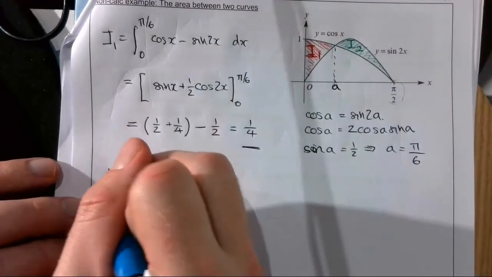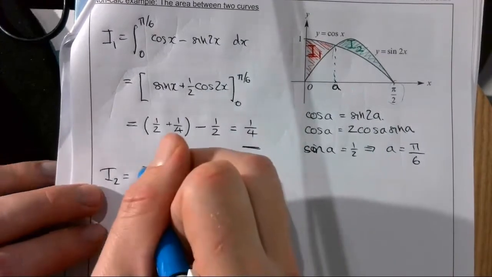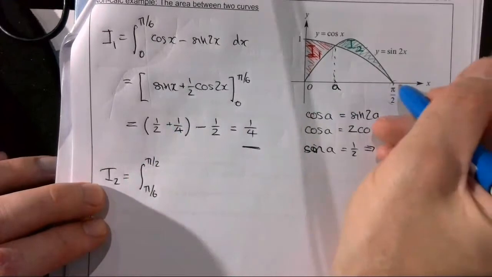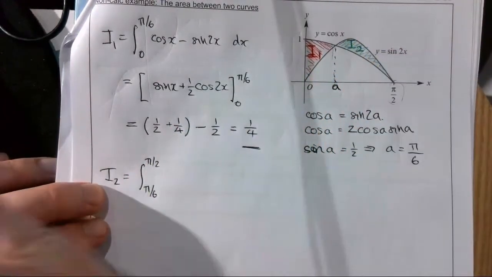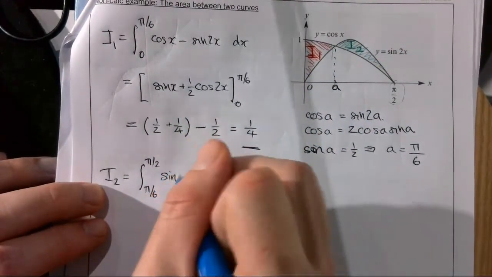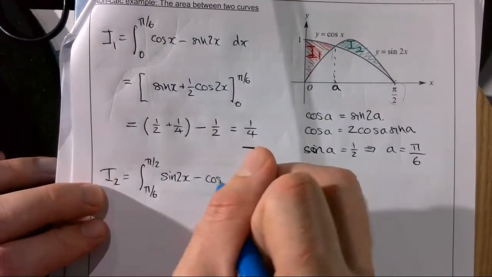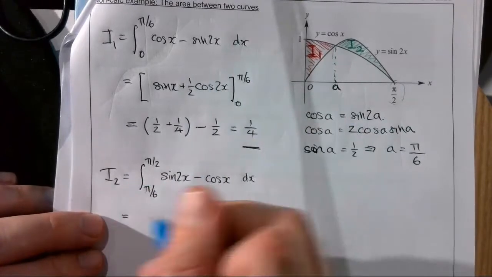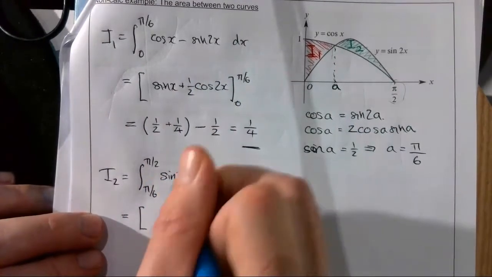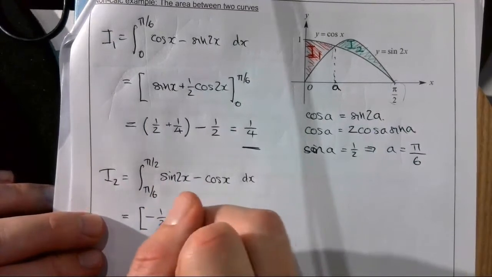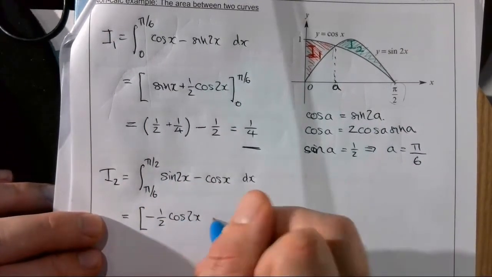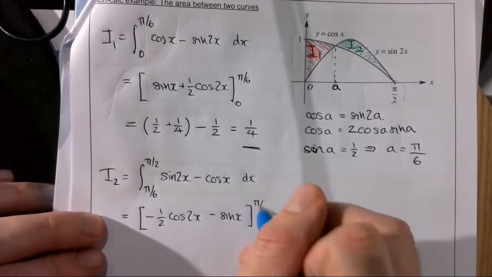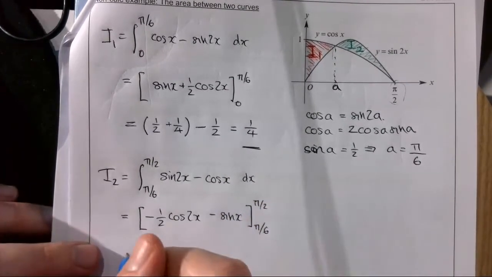That's obviously half of it, because then I need to do I2. So here I'm going between pi over 6 and pi over 2, because I'm just looking at the green part. And then because the curves switch over, I do top take away bottom. So sin 2x take away cos x dx. The integral, some of the signs change, but it's minus a half cos of 2x minus sin x between pi over 6 and pi over 2.